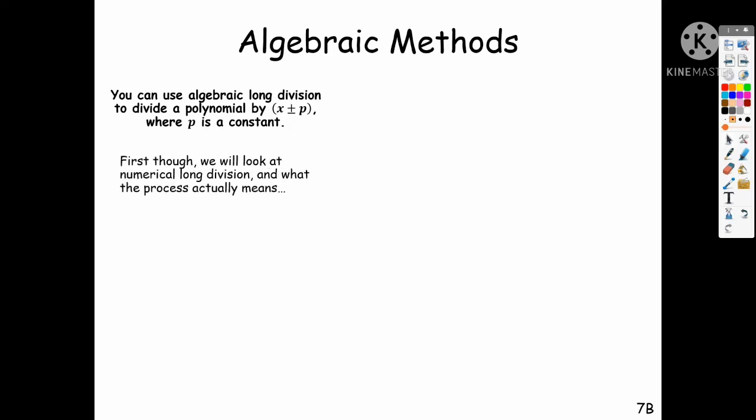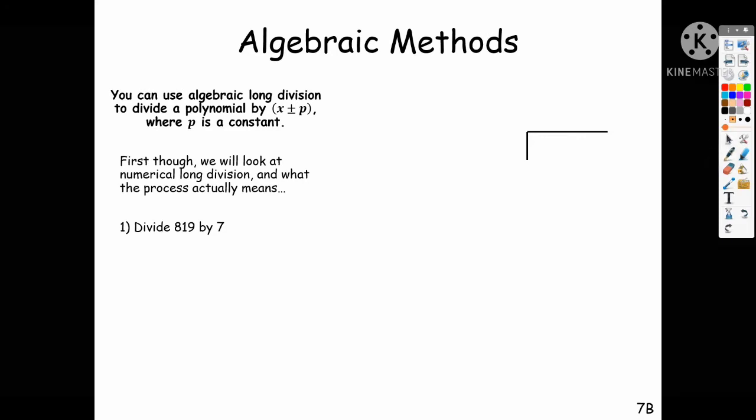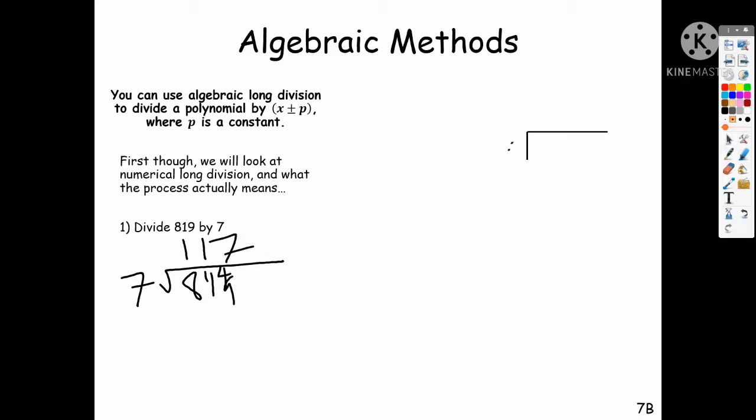First though, we will look at numerical long division and what the process actually means. So, number one, divide 819 by 7. You can use short division. I will do short division on the left just to make sure that we will get the final answer. So short division, 7 into 8 you can do. 1, there's 1 left over, 11, 4 left over, 7. So we should be getting 117 using long division.